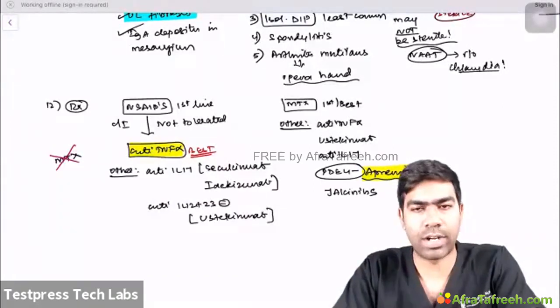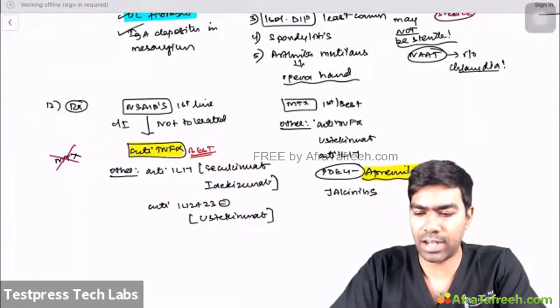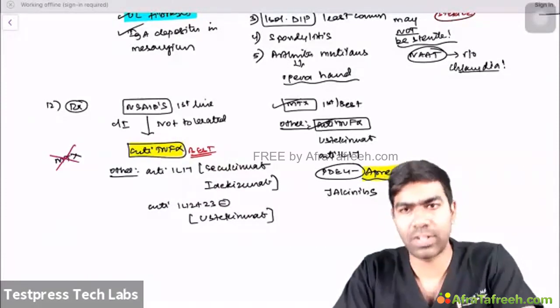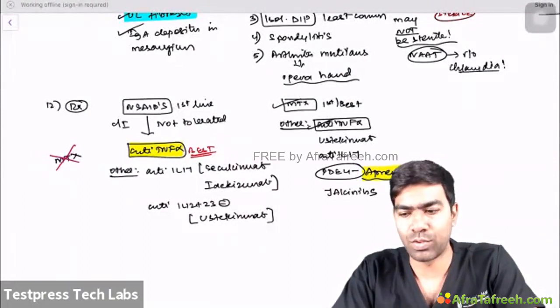Okay, this is how we're going to treat psoriatic arthritis. Fortunately, anti-TNF, methotrexate, and all these drugs, whatever described, can be effective for both psoriasis as well as psoriatic arthritis. So it's going to be a double benefit. So it can be useful to treat both psoriasis as well as psoriatic arthritis.